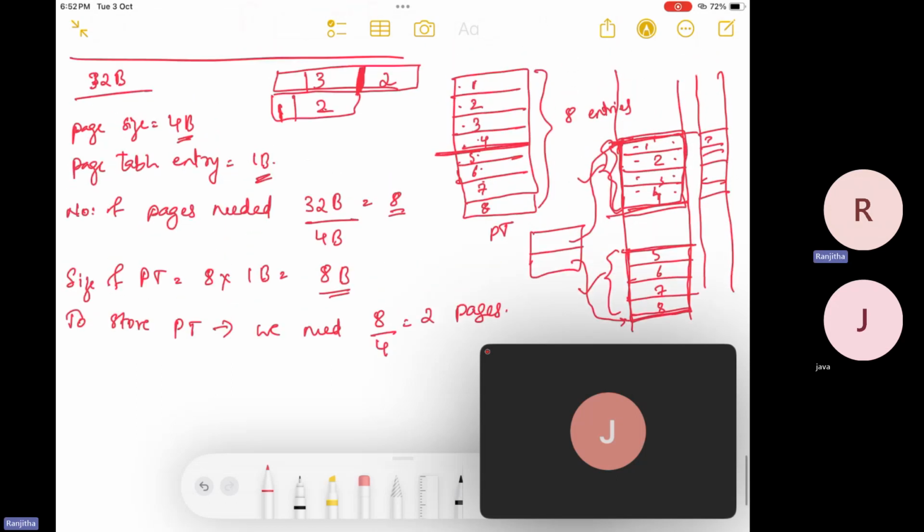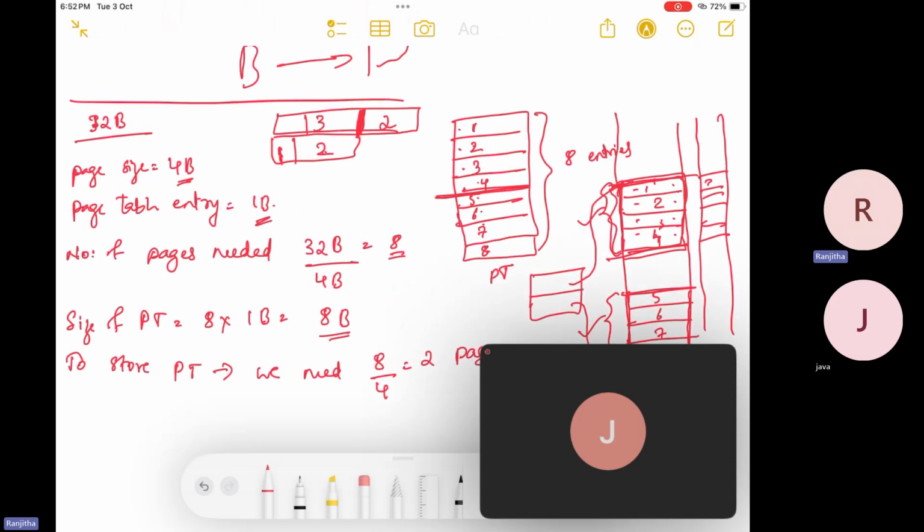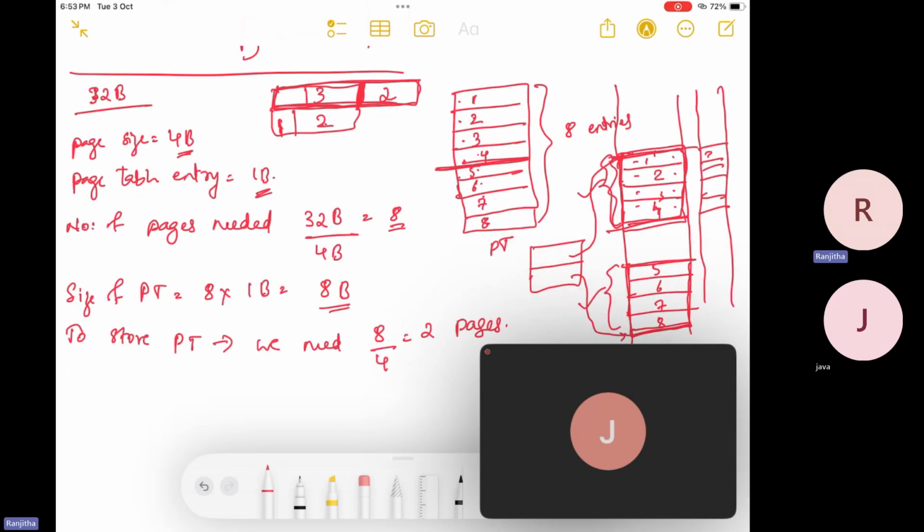So this is the logic of multi-level paging. When the page table size exceeds the page size, we need to split it across multiple pages. So now we need to gather this information somewhere: where each page is located. So we use certain bits of the virtual address space to identify where these pages are located.